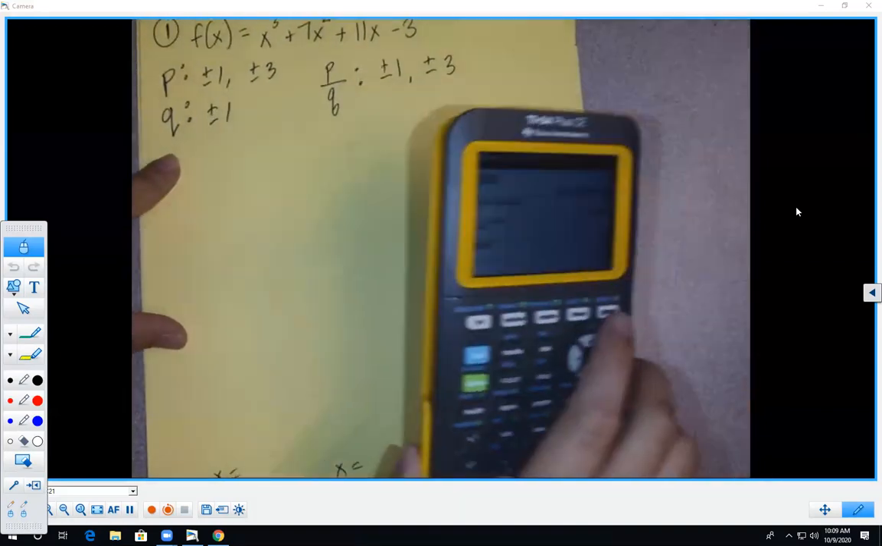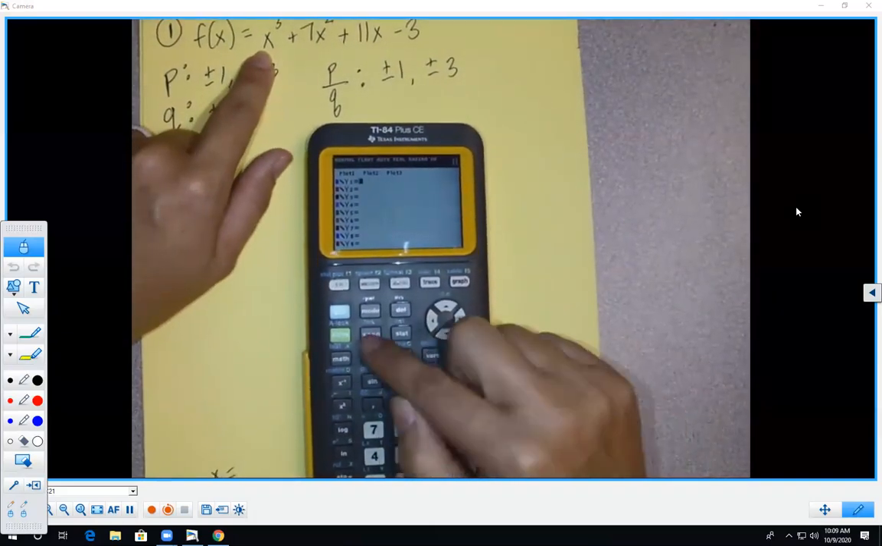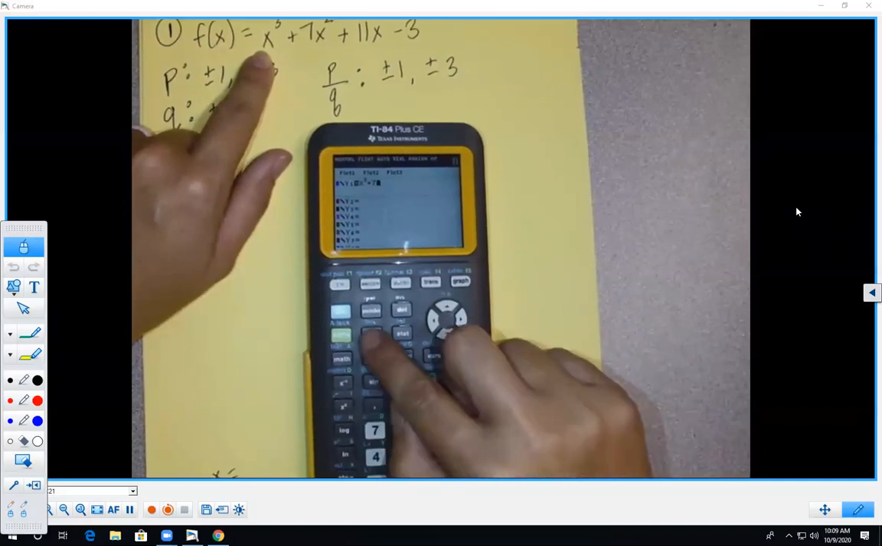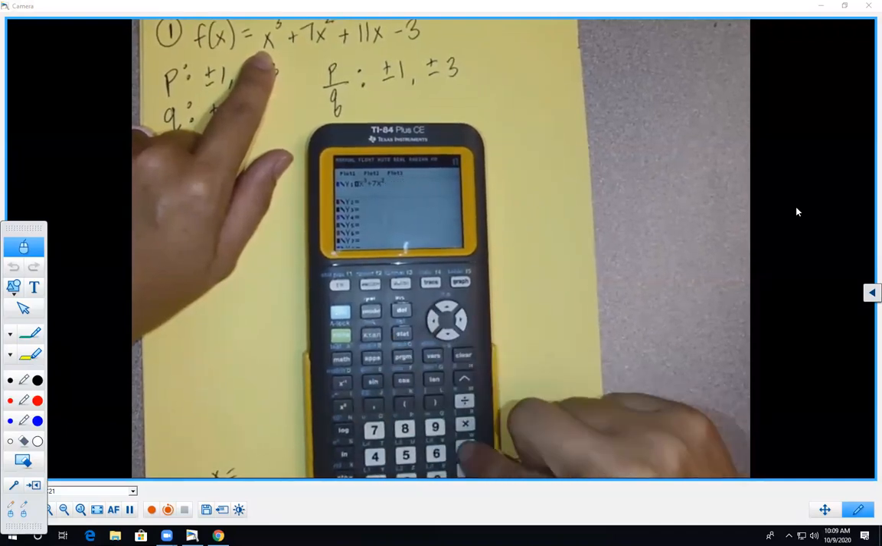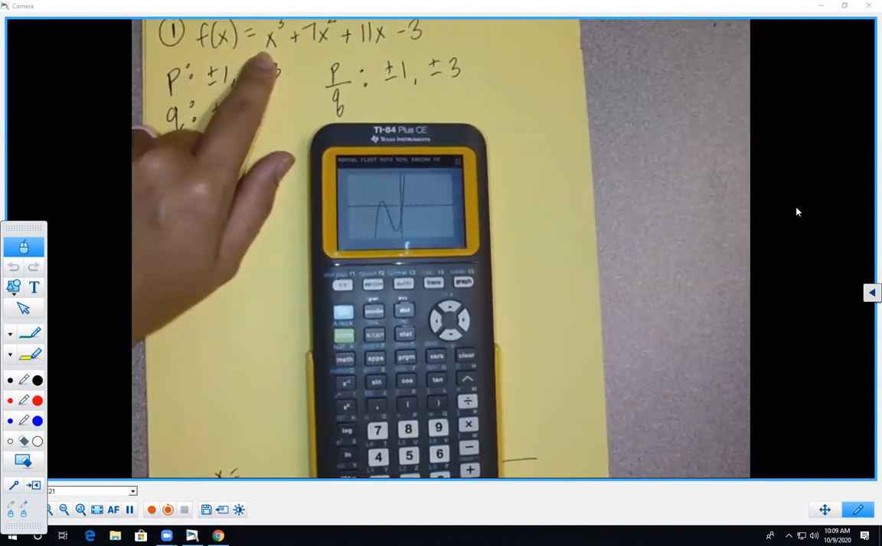Okay, we're going to be efficient with our time, and we're going to type this in our calculator. X to the third plus 7x squared plus 11x minus 3. And I'm going to graph it and see which one I should pick. Okay, if my options are positive or -1, does it cross at positive or -1 at all?